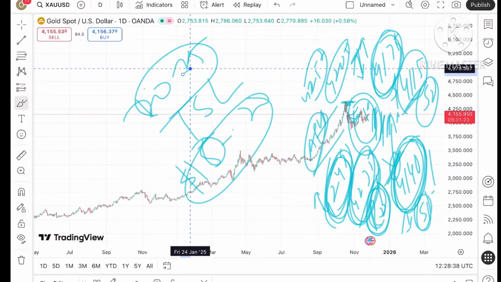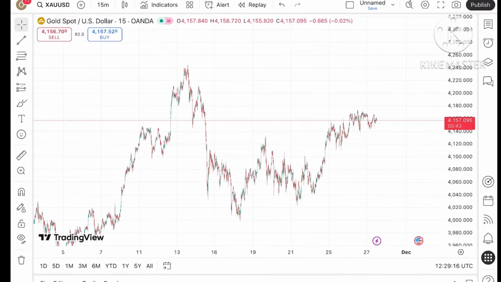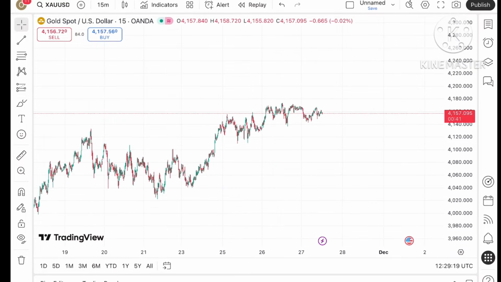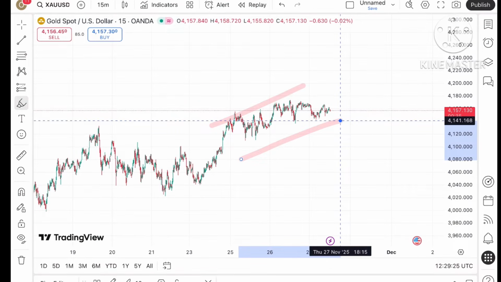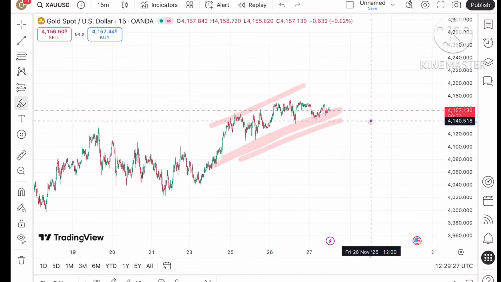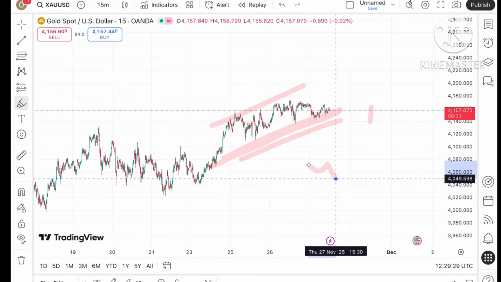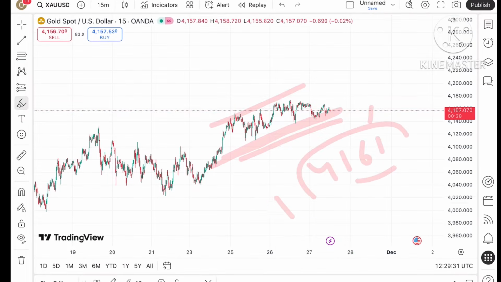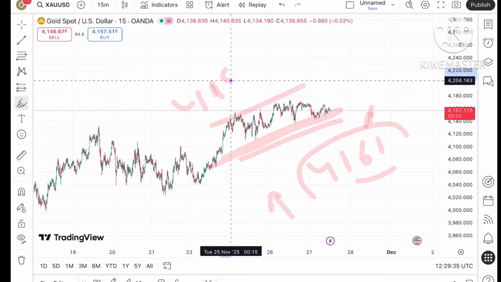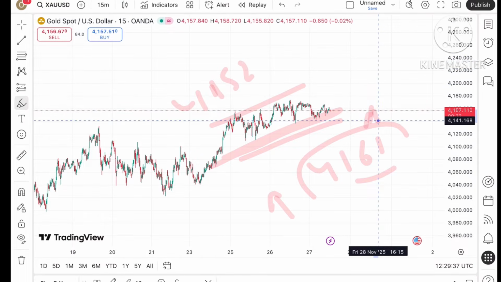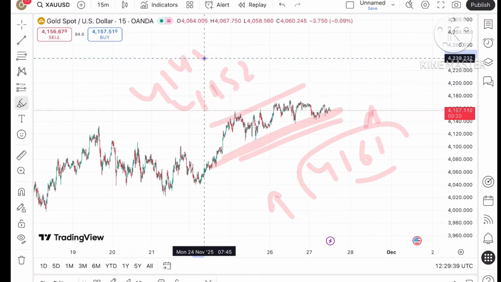Now coming back to the 15-minute chart, as you can see, the price is continuously moving upside and downside, and a pattern has formed. If the price moves above 4161, an upside movement can be seen, but if it starts falling below 4152, chances of a further fall can be seen and it can move towards 4140.